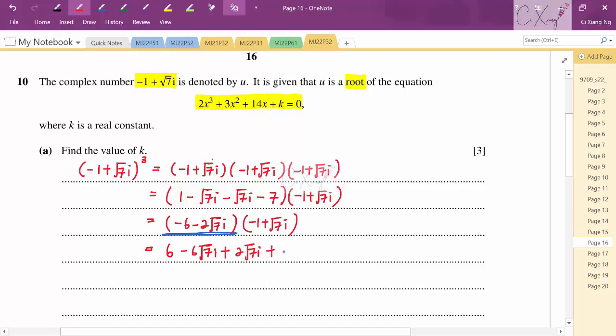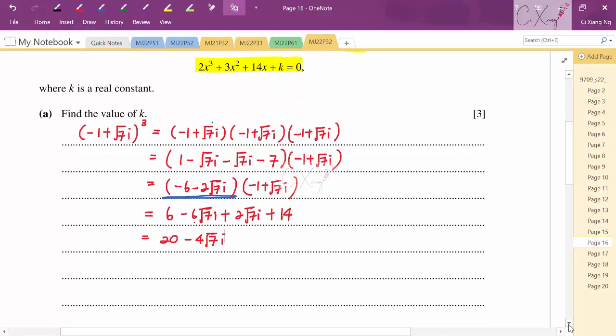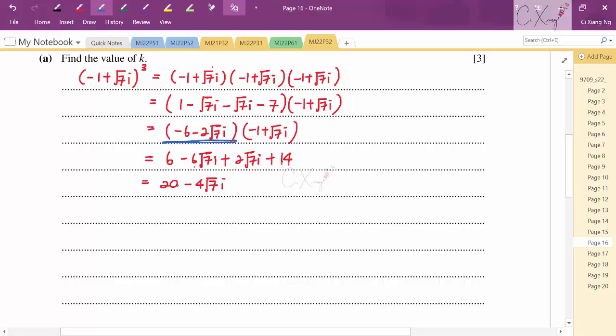And the last one I will get 2 times 7, which is 14. Then 14 plus 6 is 20. Negative 6 plus 2, I'm having negative 4 square root 7i. So this is the answer for negative 1 plus square root 7i power 3. Since I already get all the information that I want, I will start to substitute it into the equation so that I can get the value for k.